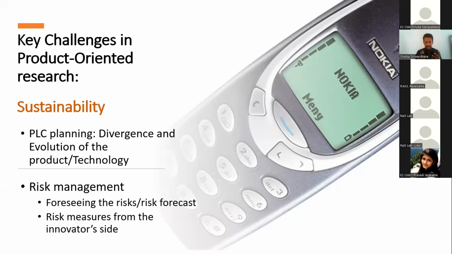So we need to ensure that our innovations, when they go into the market, sustain. Sustainability comes because of divergence. That means you can't have the same product for a very long time. So you need to have divergence in your product. Divergence means your innovation has to change according to social requirements. That is the biggest problem Nokia had: the evolution of the product and technology.